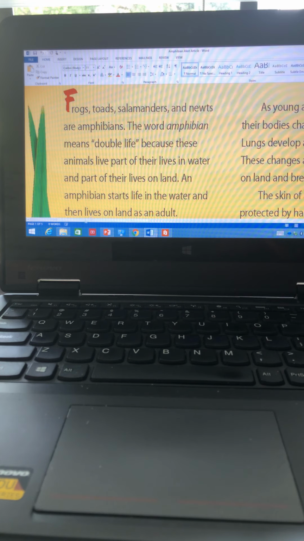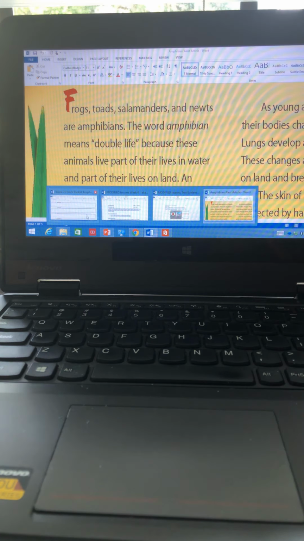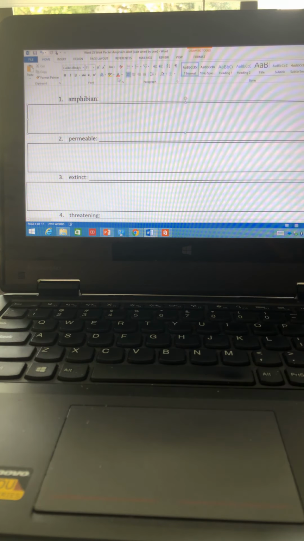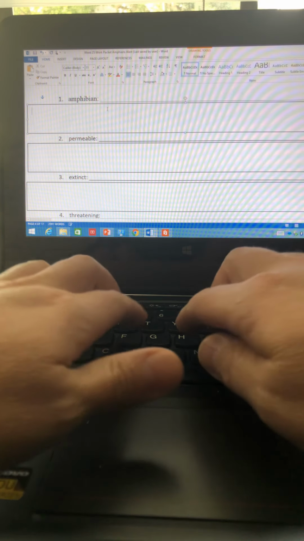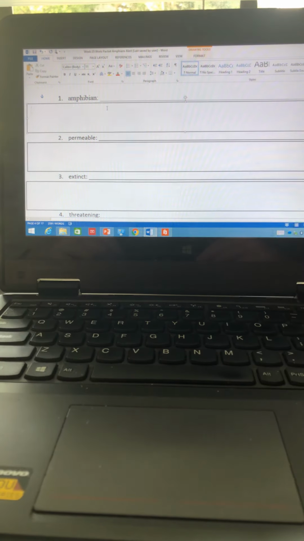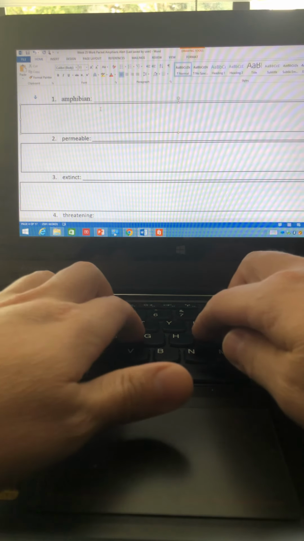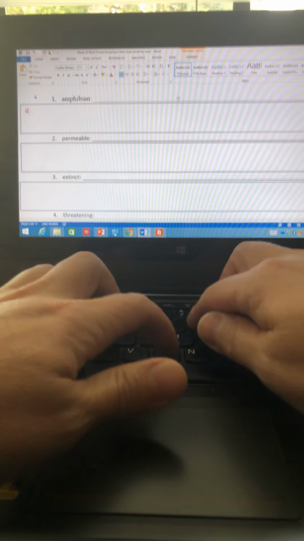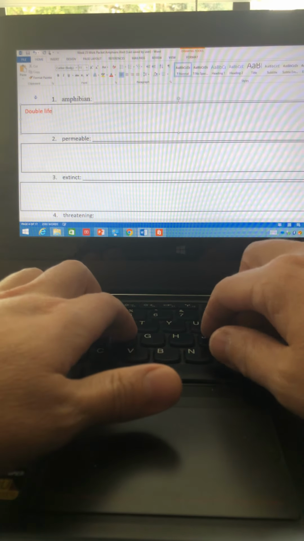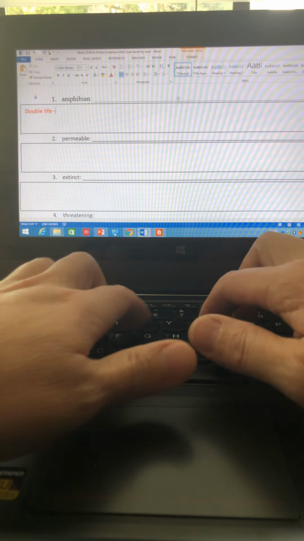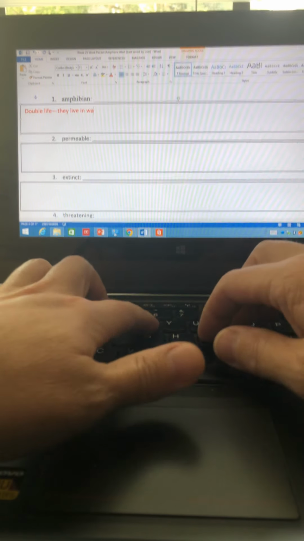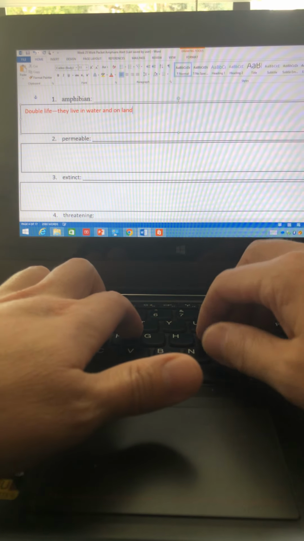The word amphibian means double life because these animals live part of their lives in water and part of their lives on land. When we go back to our work, we're trying to come up with the best meaning. We're not going to write complete sentences for our definitions. We're just going to put quick meanings. It means double life. They live in water and on land.